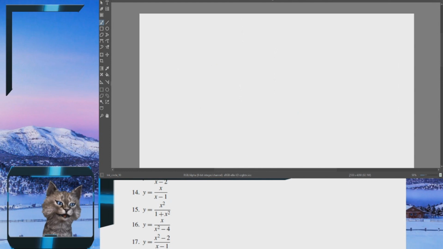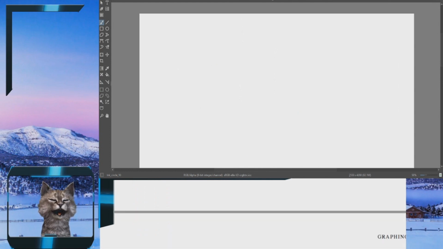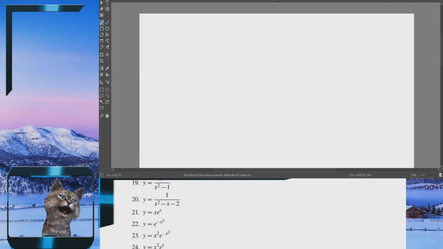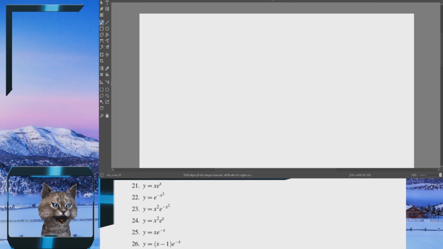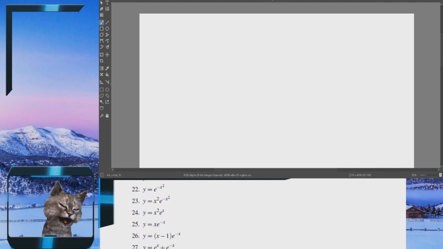All right, the next one we want to look at is an exponential function, number 22. e to the negative x squared. Let's call the function f. So I see it's an exponential function, or at the very least, the exponential function features in there. But because of the square, I really am not sure what to expect.